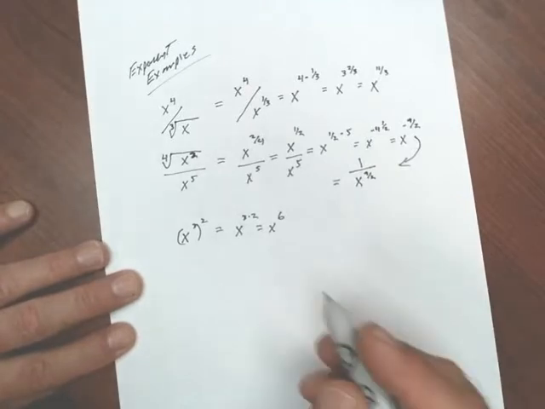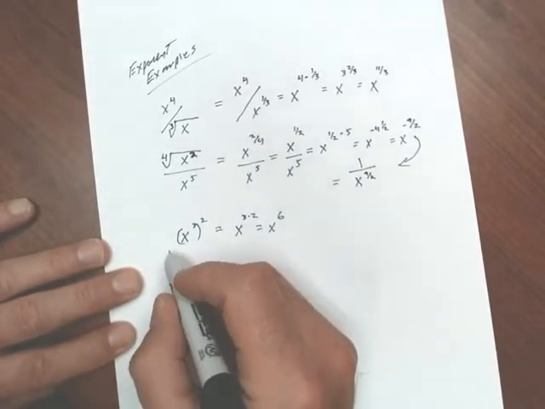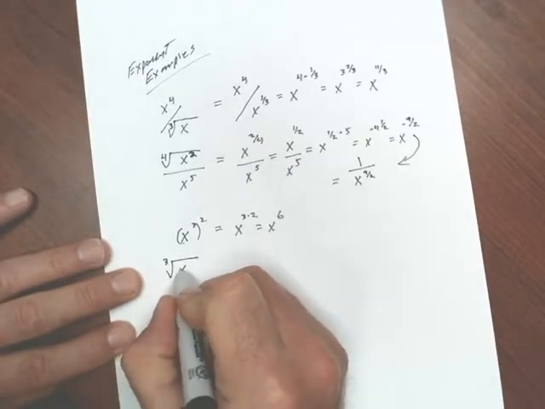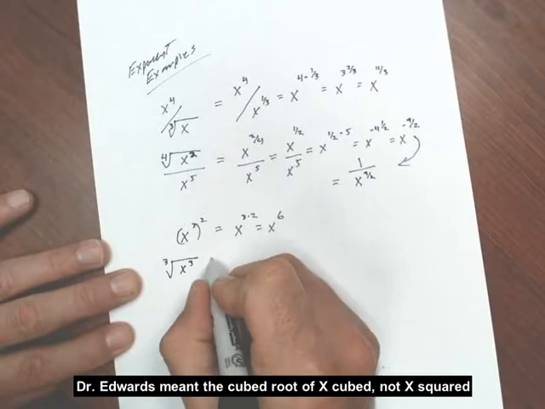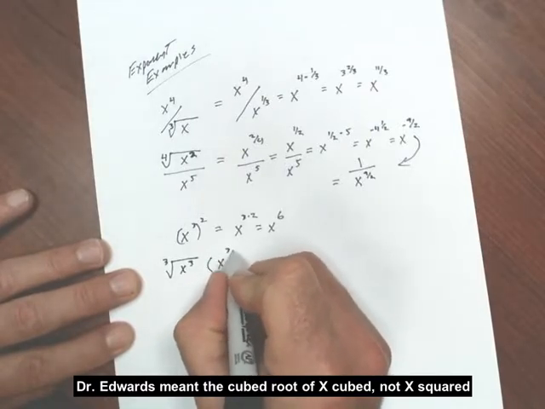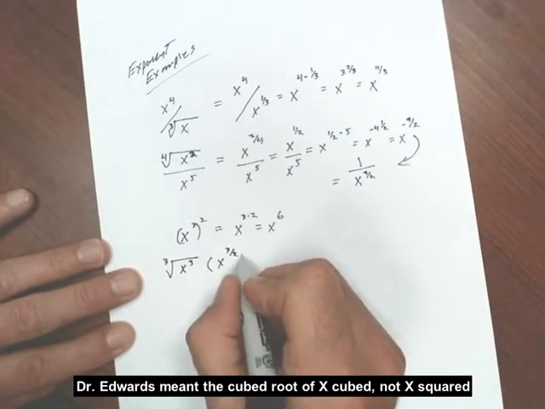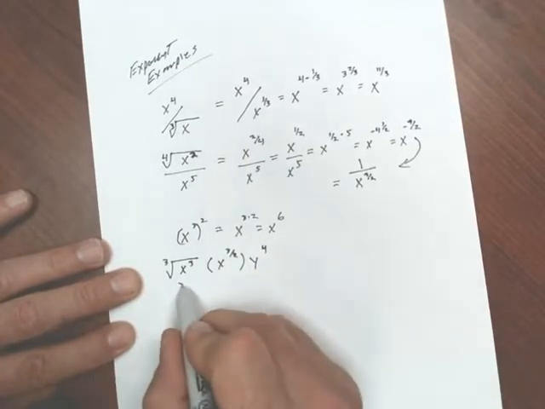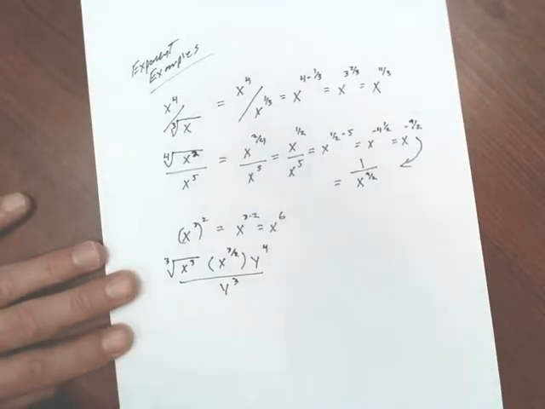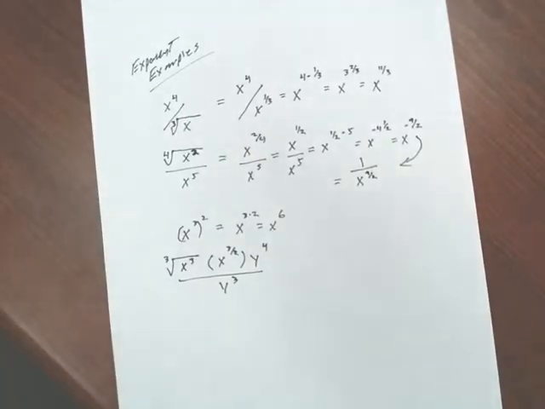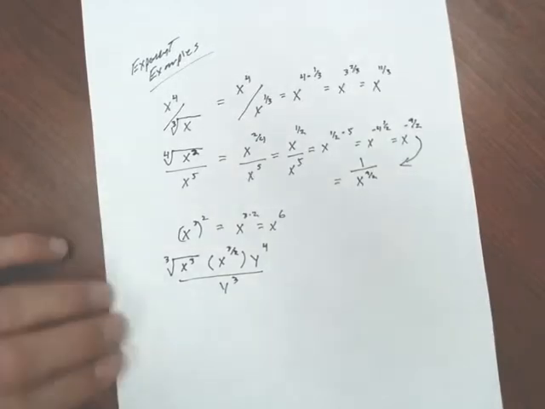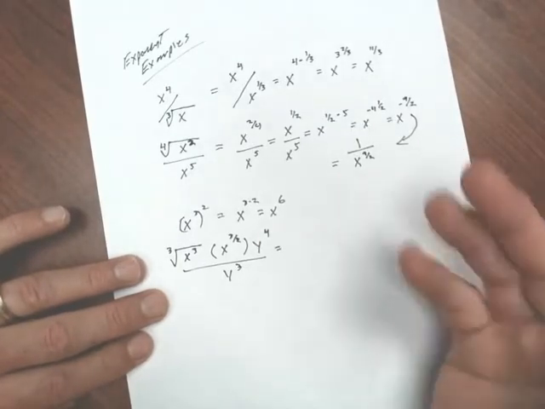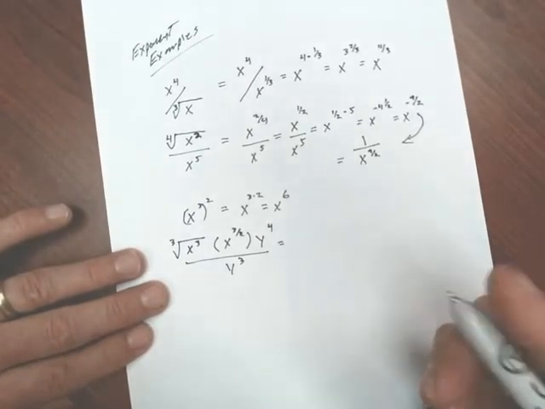What about something quite complicated, such as the cube root of x squared times x to the 3 halves times y to the 4th divided by y cubed? Now that's a hard one. You know, stop the video right here and try and work this out, and then come back to this, because I'm getting ready to work it out right now.